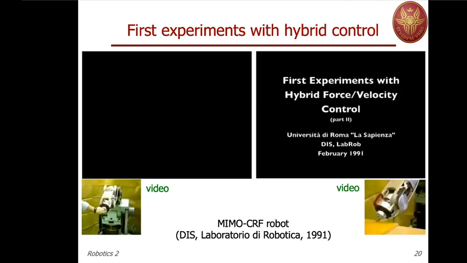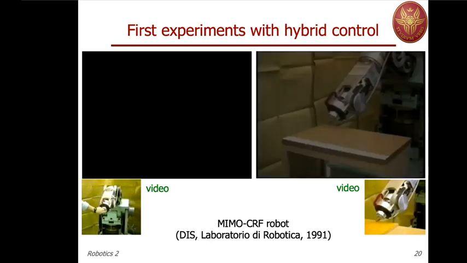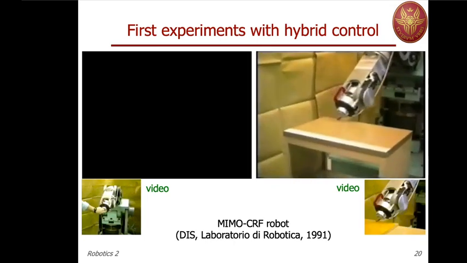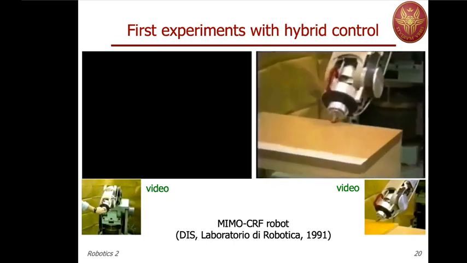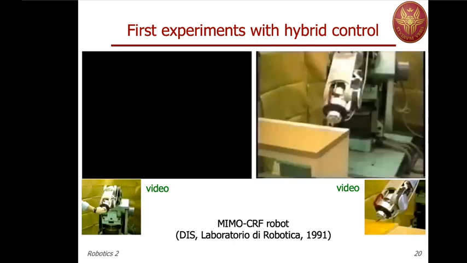Now, the second video deals with more experiments, or 4 experiments. The first one is really a hybrid task. So the robot gets in contact with the environment, touching it with its rubber nose, and then moves straight along a straight line. This is another view.